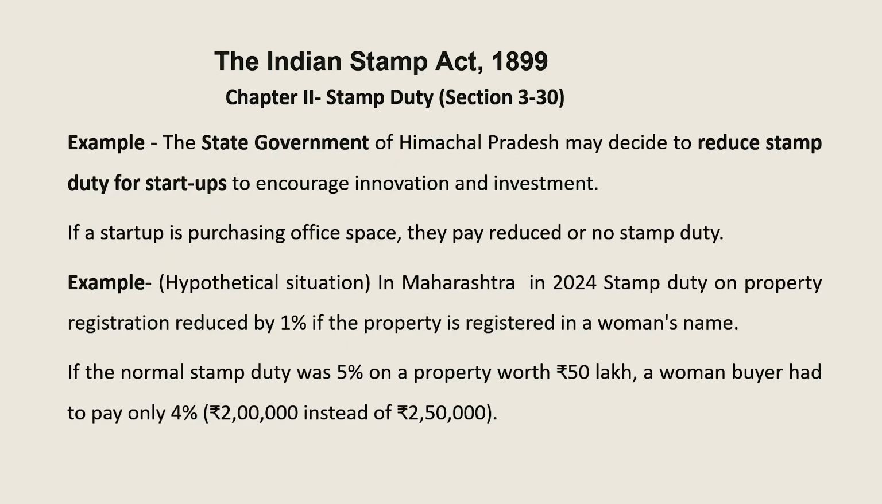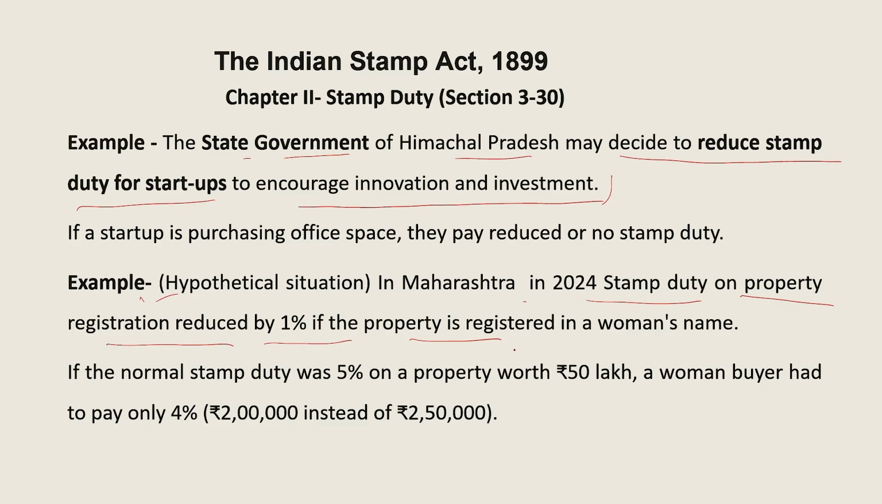So let us take one example. Himachal Pradesh has decided to reduce the stamp duty for startups to encourage innovation and investment. Let us take one more example: in Maharashtra in 2024, stamp duty on property registered in the name of a woman was reduced by 1%. So if the normal stamp duty is 5% on a property worth 50 lakh, for a woman buyer the stamp duty will be only 4% on that 50 lakh.